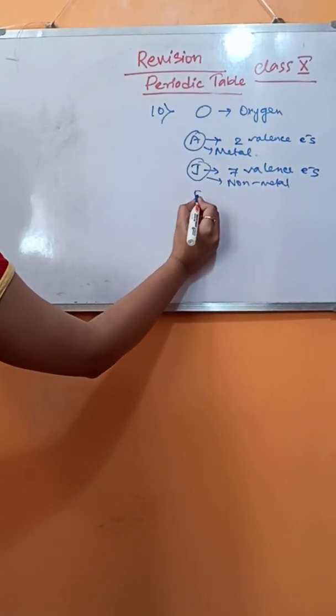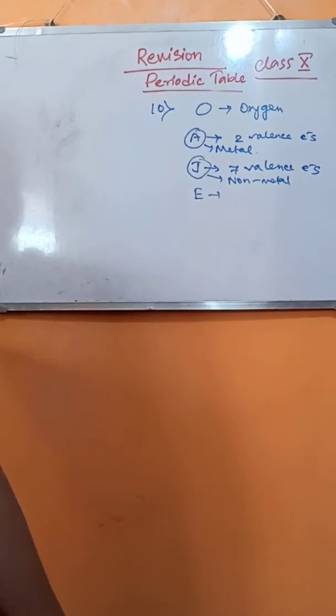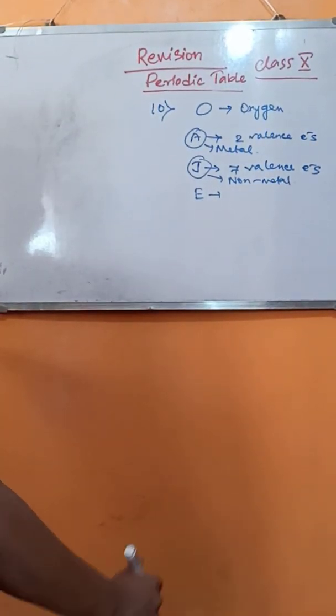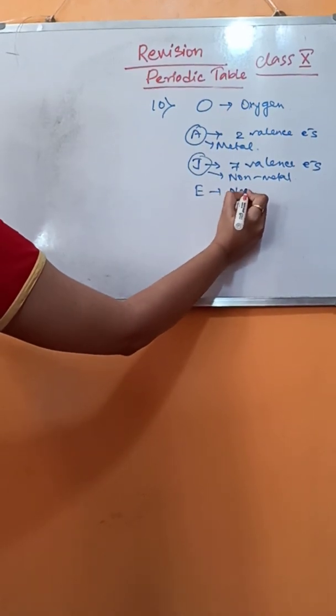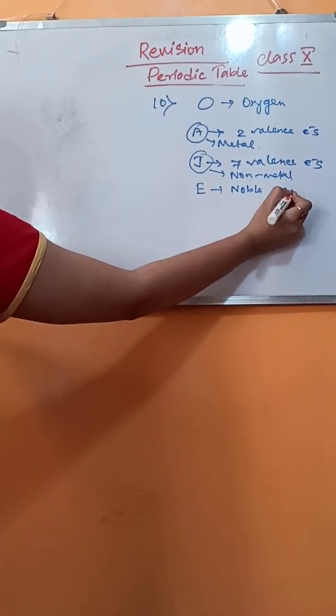Look at E. This is easy. E is in group 18. You all know that group 18 elements are noble gases. So E is a noble gas.